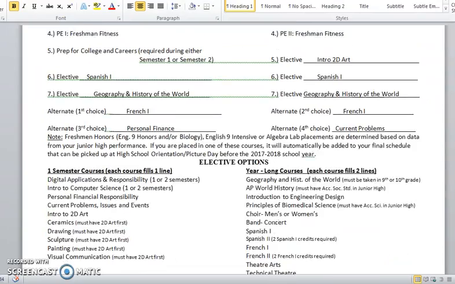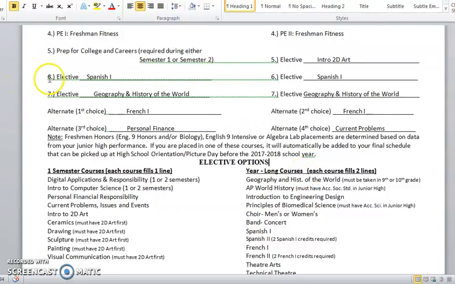As you can see, I've done an example selection sheet. Opposite of Prep for College and Careers, I put down a semester elective, Intro to 2D Art. If you're trying to figure out which electives are year-long versus semester, it's laid out here on the bottom of the course selection sheet. All classes in this column are one-semester courses. All classes in this column are year-long courses.